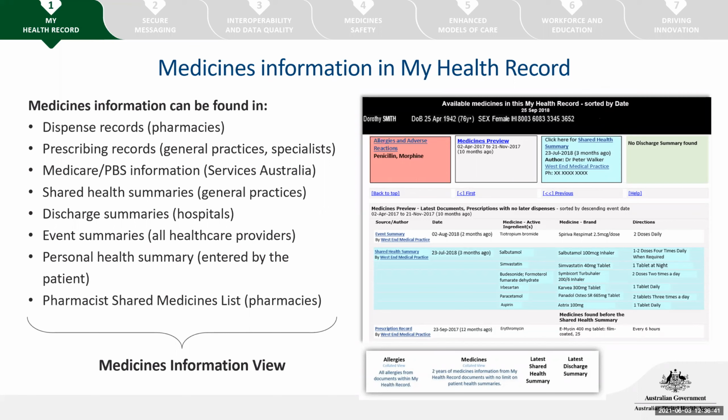And you can see there is a hyperlink to where the source document is, where that information was extracted from. So again, going back to the example of the aspirin, there would be a hyperlink to the personal health summary, and you could go to the source document where that medication information came from, in case you wanted some more granular information. So the medicines information overview is probably one of the most popular views that providers access in the My Health Record system.